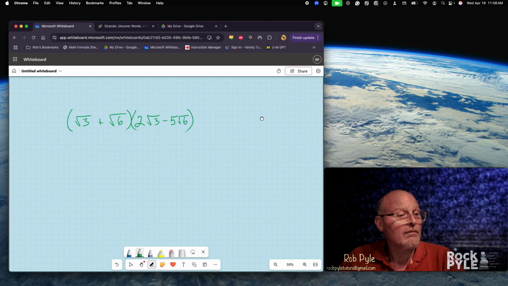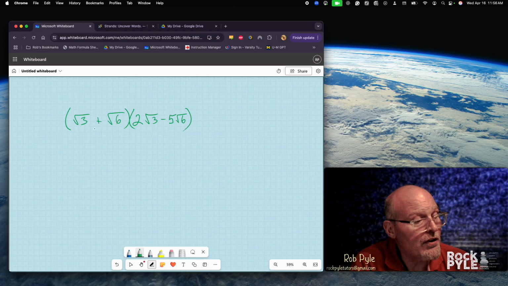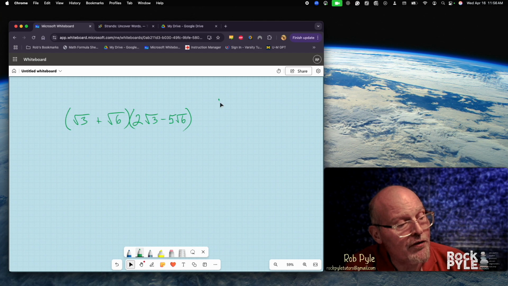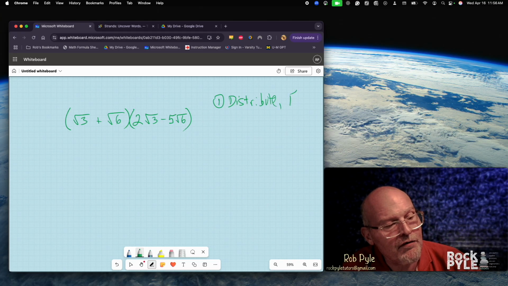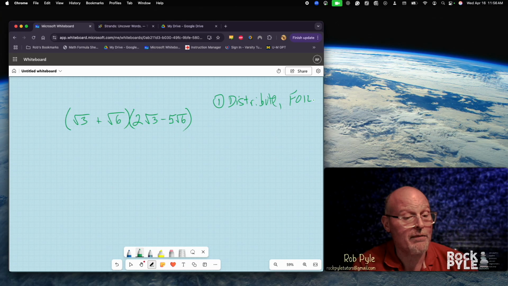First problem is using radicals essentially as regular numbers and then just dealing with the fact that they're radicals later. So this is set up for distribution. The first thing we're going to do is distribute. You also may know this as foiling, because we're going to essentially make sure that everything multiplies by everything else. So first, outer, inner, last.